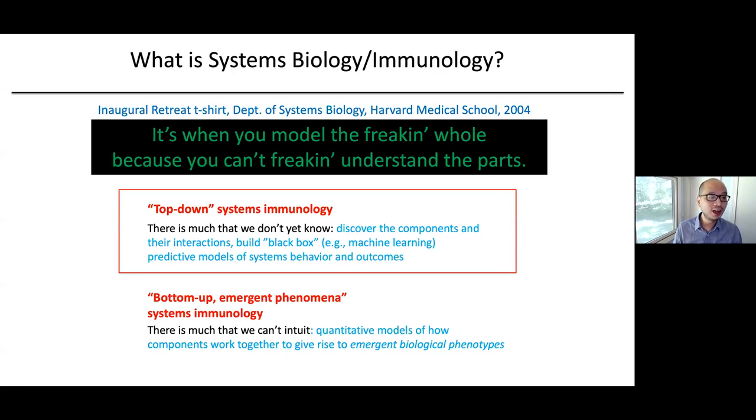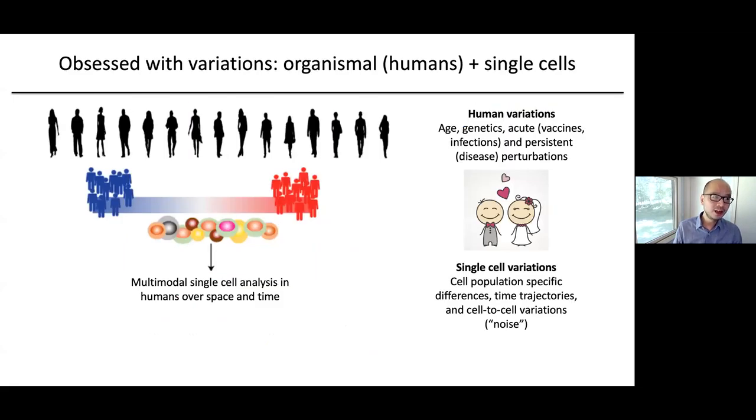The other kind is more bottom-up, emergent phenomena systems immunology, with the premise that there's much that we can intuit, for example when you look at a complex circuit diagram of cells and molecules. In this way of thinking, we aim to build more quantitative models of how these components interact and work together and give rise to emergent biological phenotypes. In both areas, there's a common element that we're obsessed with, which is variation.